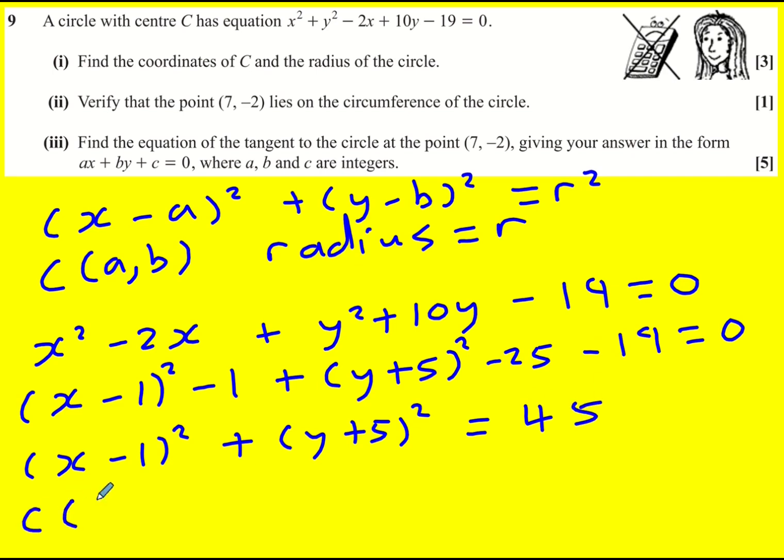And the center is going to be (1, −5), because remember in the equation of the circle it's a minus, so we've got a is 1 and b is −5, because it's minus −5 technically. And the radius is going to be root 45.